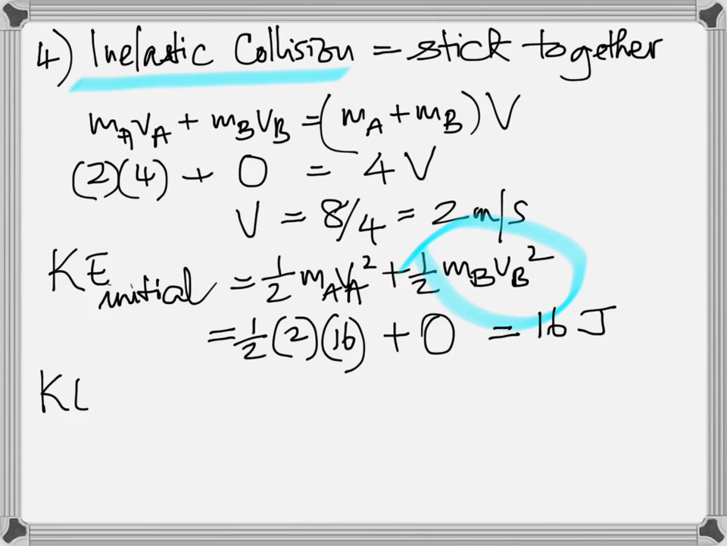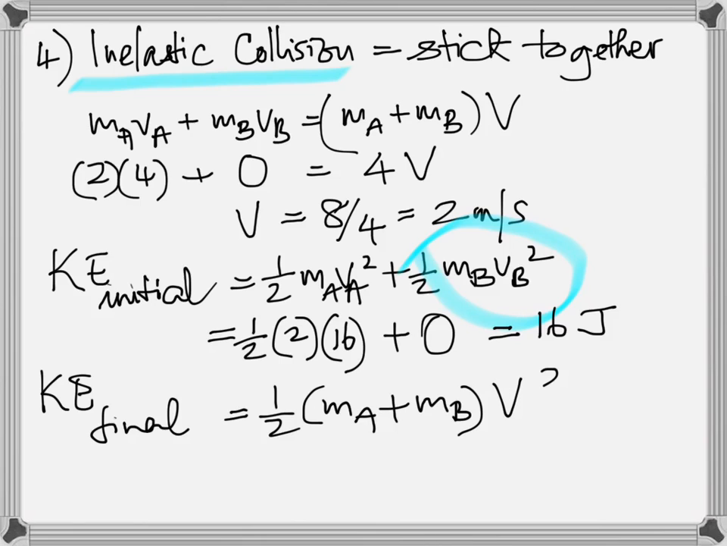Well, what's the final kinetic energy? Final kinetic energy. Okay? 1/2 times... Can you add the masses now? Yes, they have the common velocity. So 1/2 times (mA plus mB) times the velocity that we got just now, which is 2 meter per second squared, 2 meter per second. So plug that in.